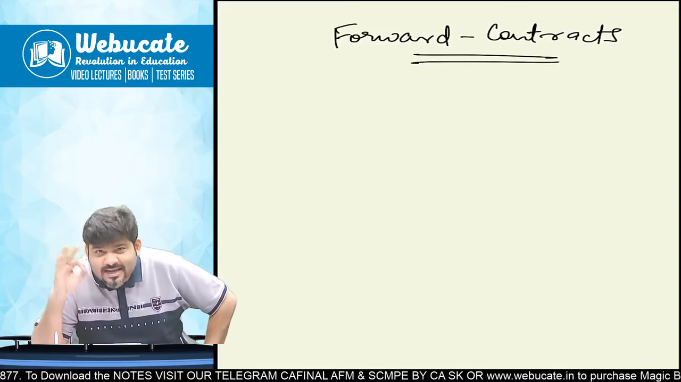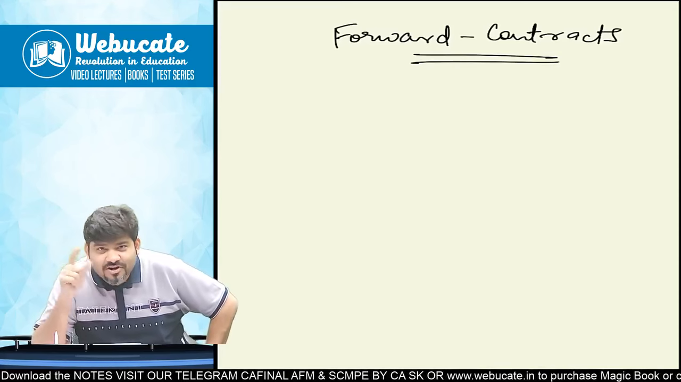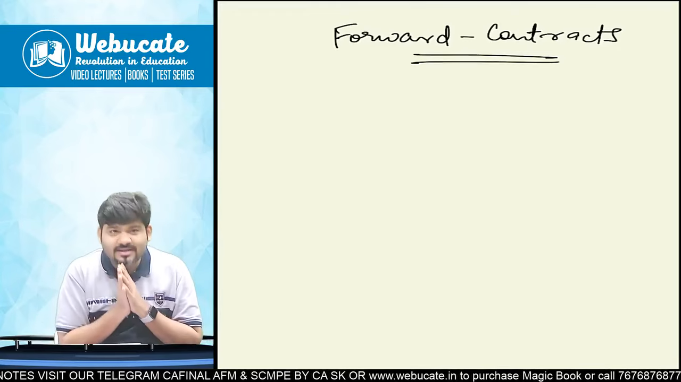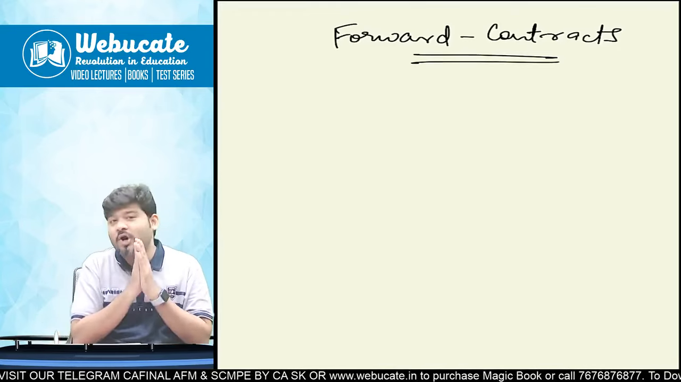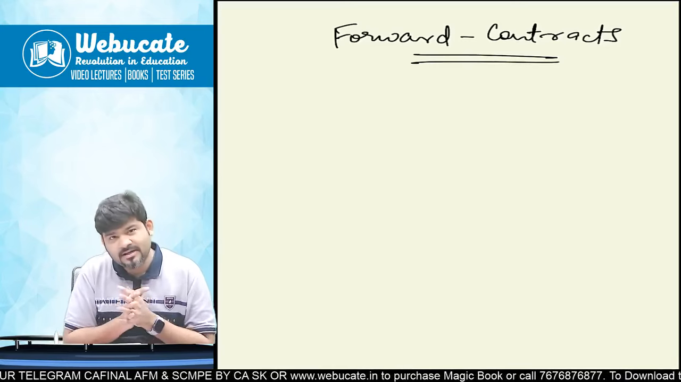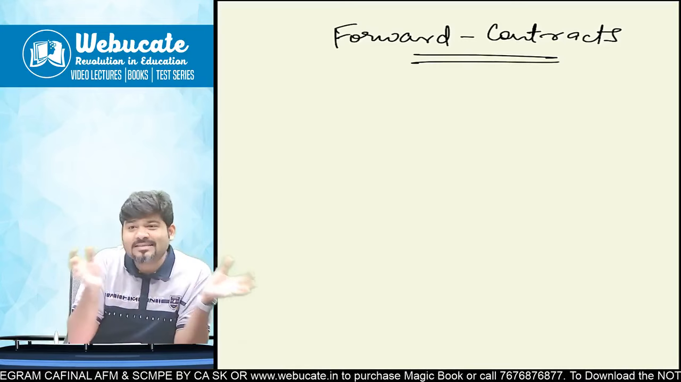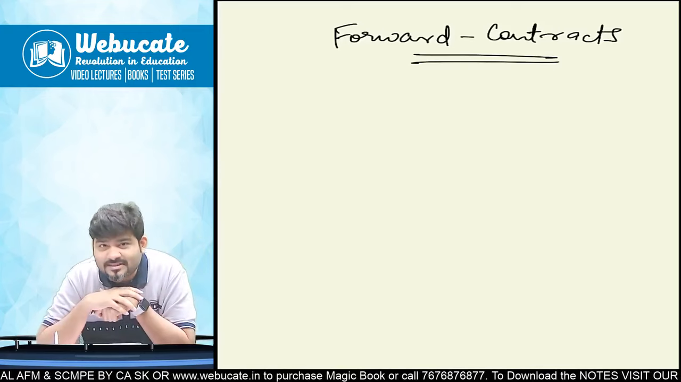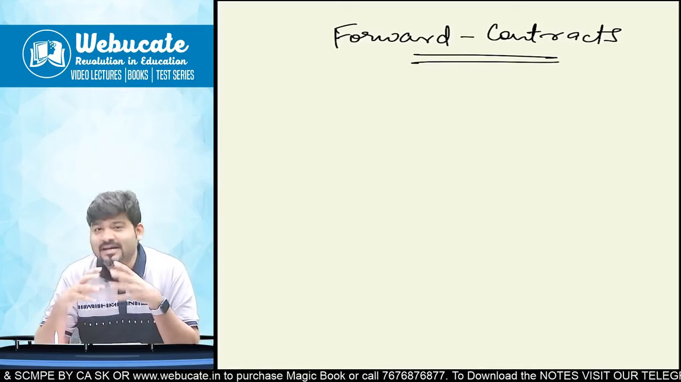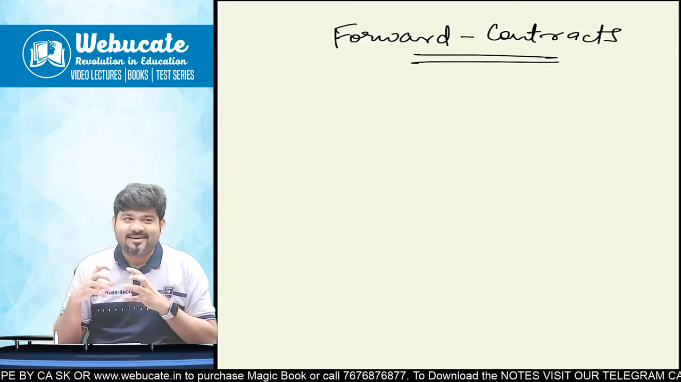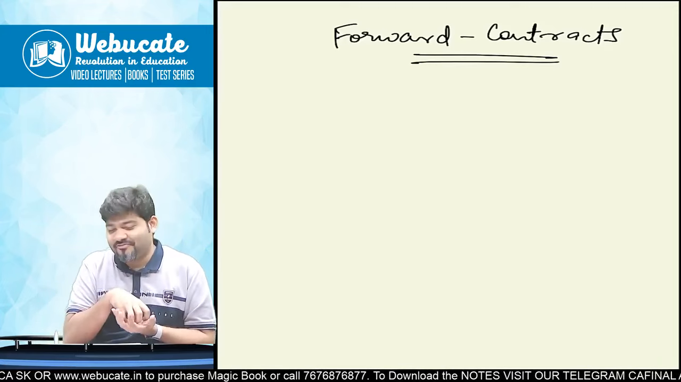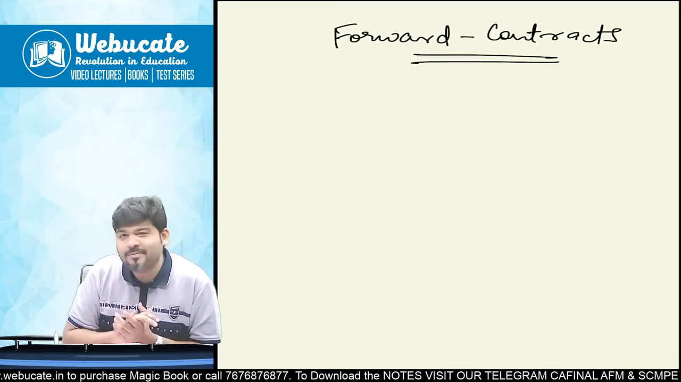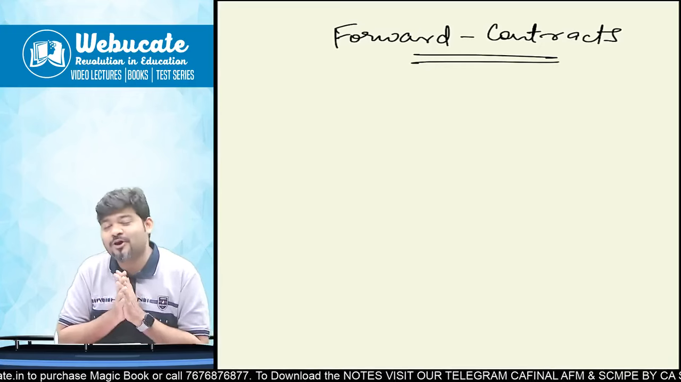The same thing happens with a forward contract as well. We enter into a forward contract thinking that yes, we will honor the forward contract at the date and the price it is set. But fate may have some other plans, right? So there may be chances that on the day of the forward contract expiry, I may not be able to execute it. I may not be able to honor it.